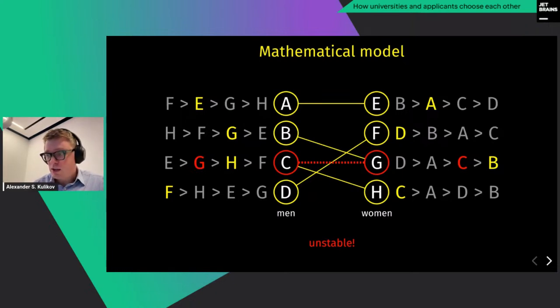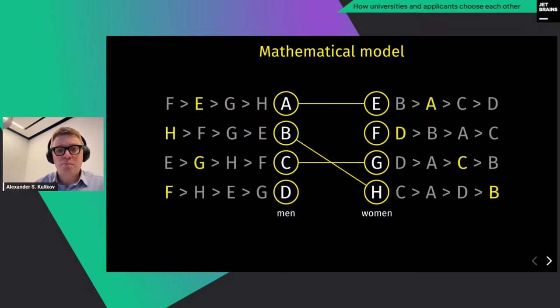Okay, so this particular matching is unstable, and the question is whether it is possible to construct a matching in this case which avoids such instabilities. It turns out that it is possible, and for example, this particular matching is stable. It is not immediate that it is stable, because in order to check that, you need to go through all pairs of a man and a woman that are not currently engaged and check whether they form an instability or not.